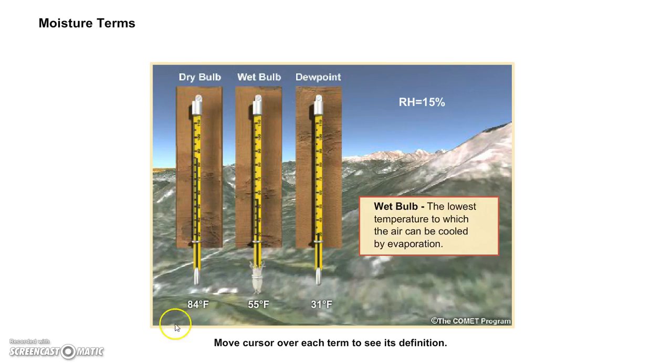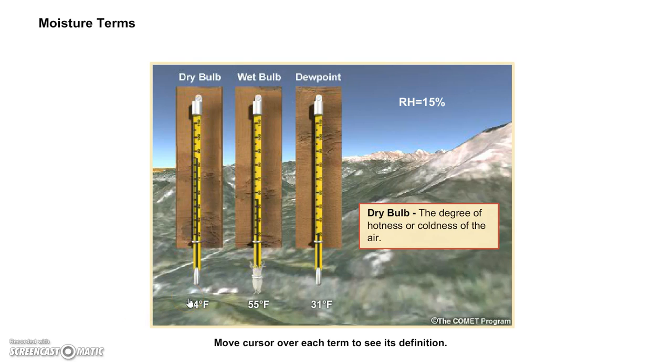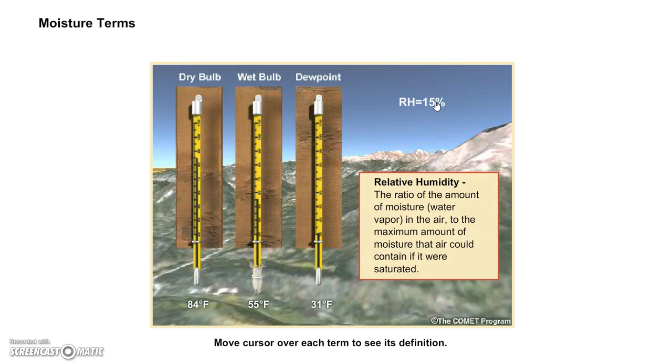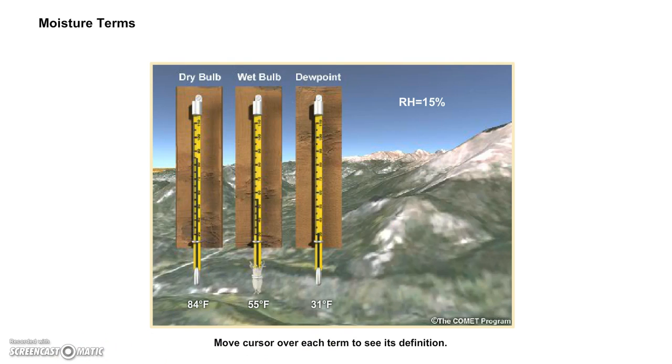So this air, at 84 degrees, must cool down to a temperature of 31 degrees in order for condensation and rain to occur. The relative humidity is the ratio of the amount of moisture in the air to the maximum amount of moisture the air could contain if it were saturated. A low relative humidity number means the air is very dry and a low chance of precipitation.